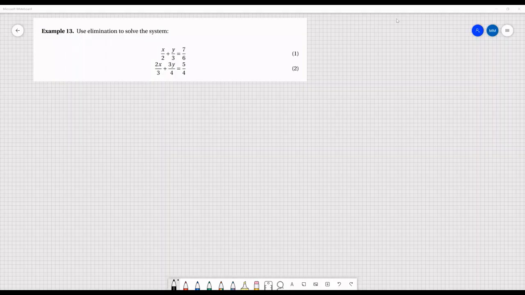All right, example 13 is a little bit jazzy. We have the system x over 2 plus y over 3 is equal to 7 over 6, and 2x over 3 plus 3y over 4 is equal to 5 over 4.